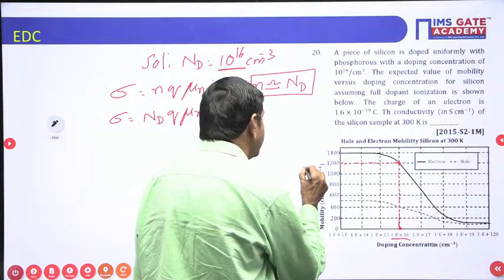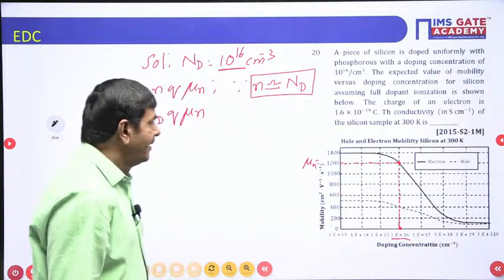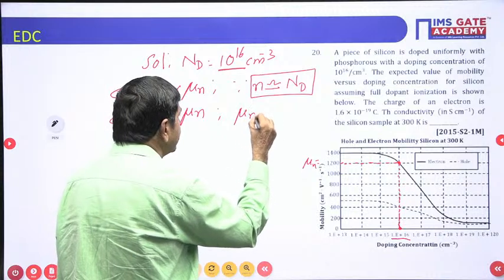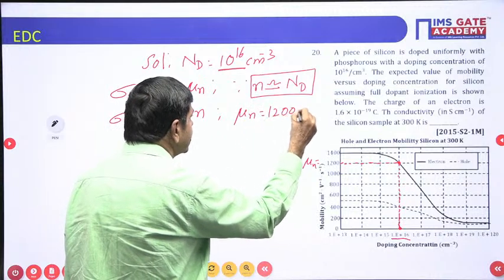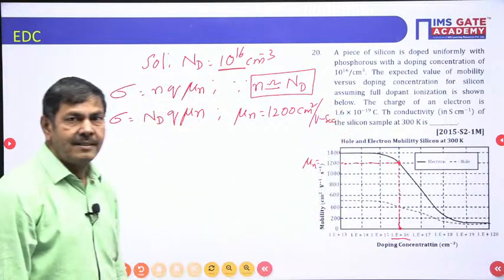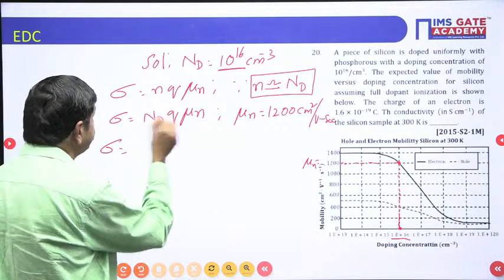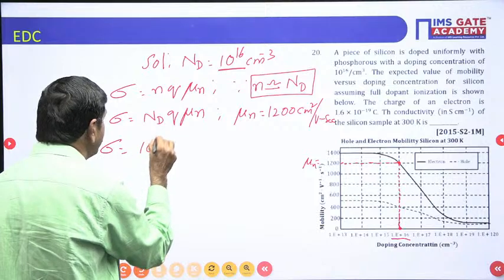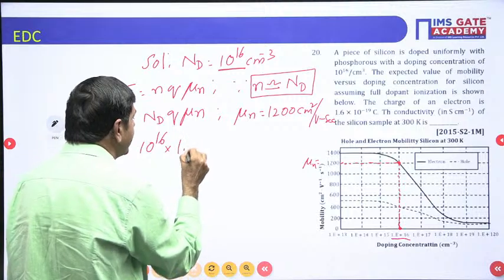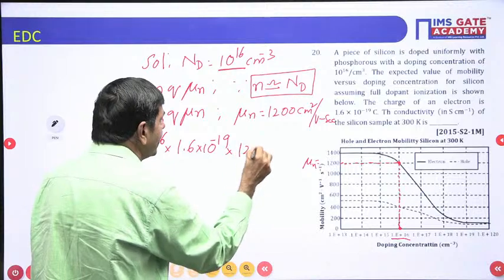This is the mobility value, the mobility of electrons. I can take it from the graph: I got 1200. So mu n is 1200 cm square per volt second, which I can put in directly. Now we can substitute these values. Sigma equals the donor concentration 10 power 16, the charge q 1.6 into 10 power minus 19, and the mobility of electrons 1200.